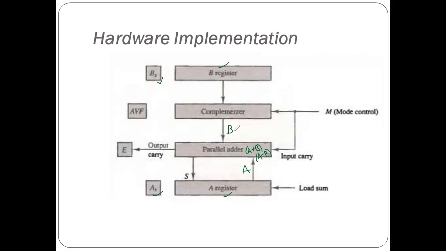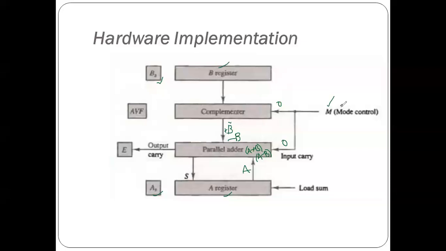So based on this input, my input can be plus B or minus B, based on the mode control bit. If my mode control bit is 0, my input carry is also 0. It produces no complement; the complementer output is off. So B is given as it is to the parallel adder, and A plus B it will perform.